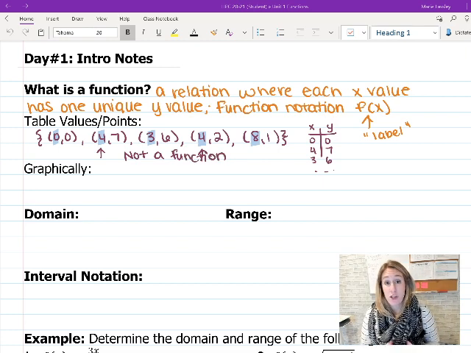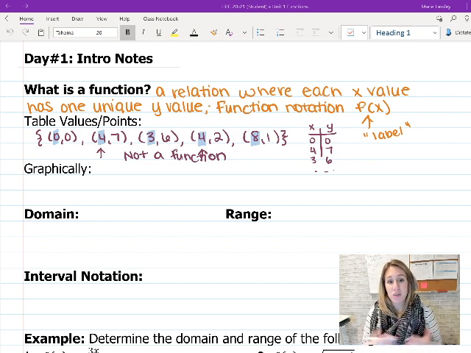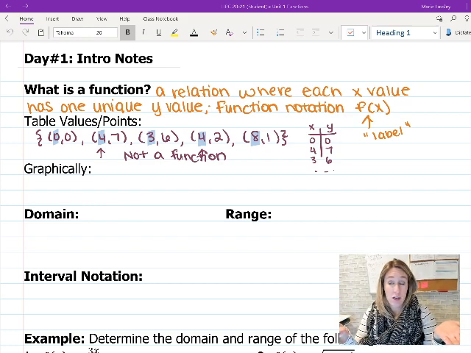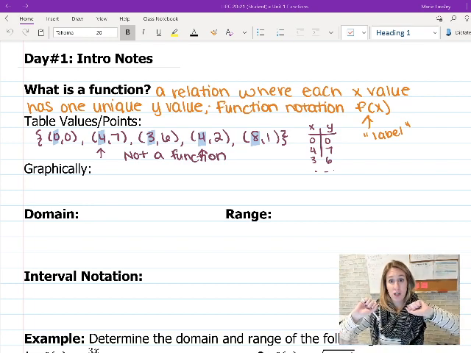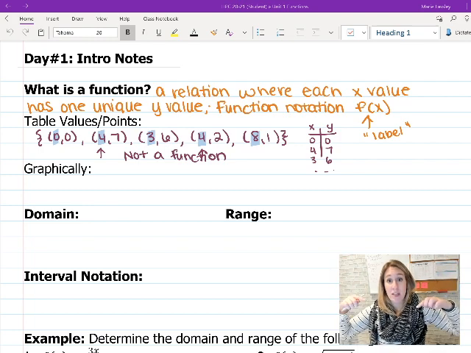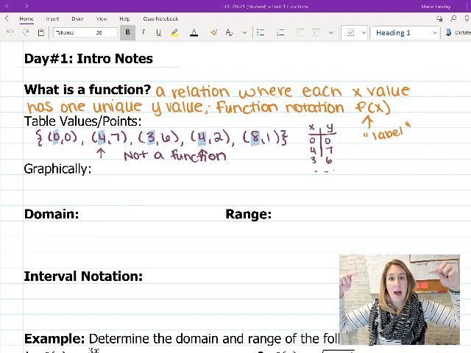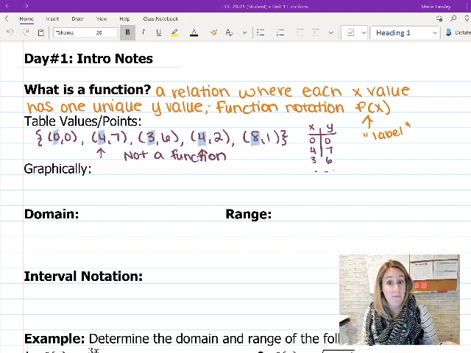Now, you can repeat y values though. If I were to switch these points up so all the x's were different, but I repeated one of the y values, that's still a function. You can have the same y value more than once. We actually have that in our quadratic function, right? When we make that nice parabola shape, you repeat y values all the time. Y values are the height of your function, and that's okay. You just can't repeat x values.